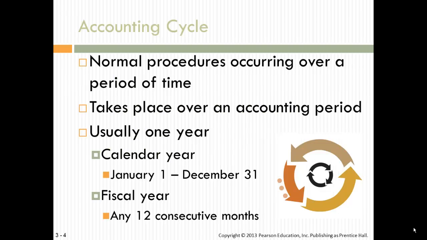Accounting cycle normal procedures occur over a period of time. They take place over an accounting period, and usually it's 1 year. Some companies have a calendar year. Some companies have a fiscal year. A lot of governmental agencies use a fiscal year.